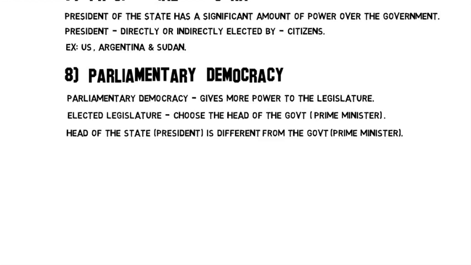Now, we also have to remember that the way legislature chooses their own leader and he becomes the head of the government, also called prime minister. Similarly, we have the head of the state, and head of the state is always president. Head of the state is different from the head of the government, that is prime minister.